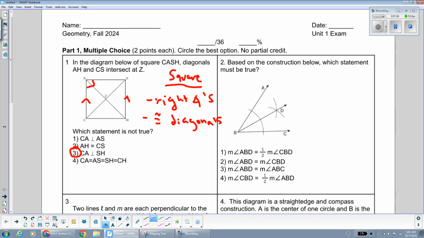Answer choice 4 is true because CA, AS, SH, and CH are all equal to each other because a square is equilateral.